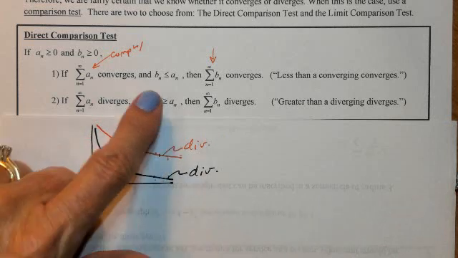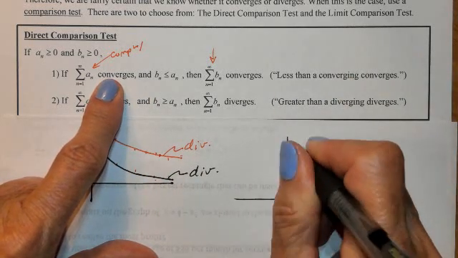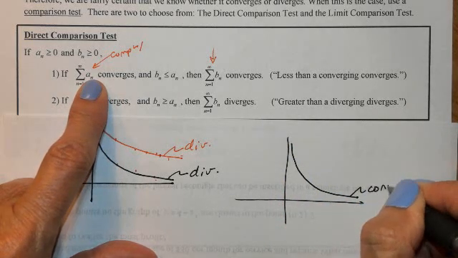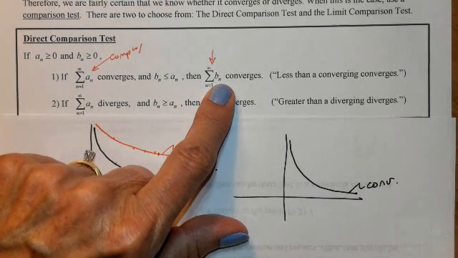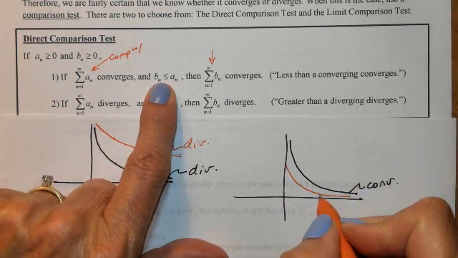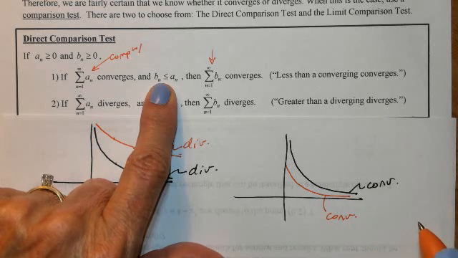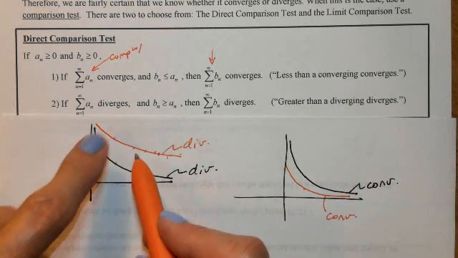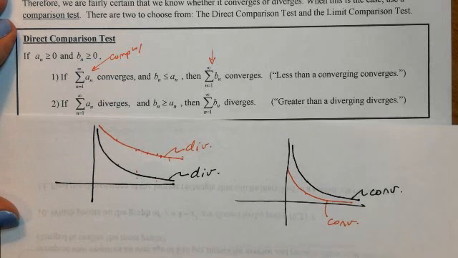If I were to graph this one by hand, A sub n is converging, so this time this converges. And the one that I'm given, if it's always below, then clearly it must converge as well. Right? So less than a converging converges. Greater than a diverging diverges. And that is the direct comparison test.